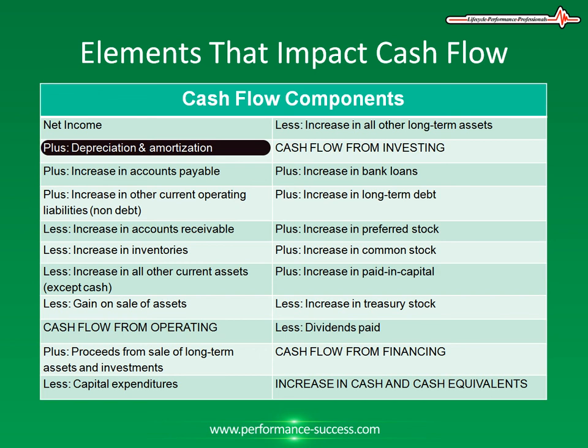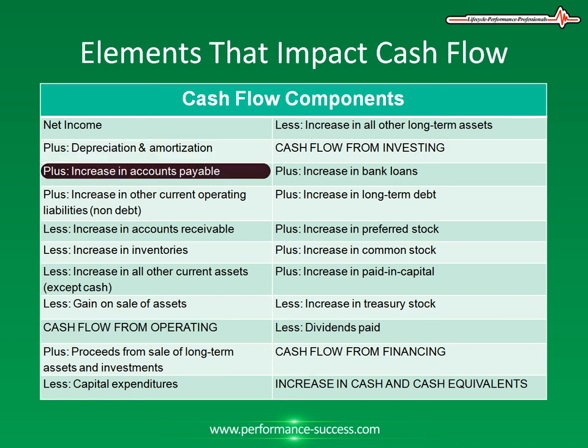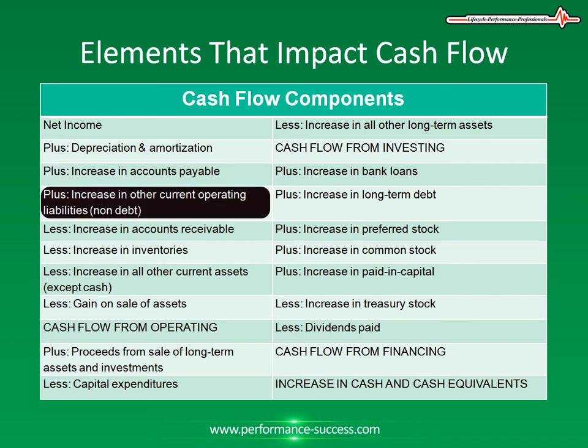Next, you have an increase in accounts payable. This is also a plus to you. It adds back reported expenses that are not actually paid in cash. Next, you have an increase in other current operating liabilities or non-debt. This is also a plus. It adds back reported expenses not actually paid in cash or deferred liabilities.